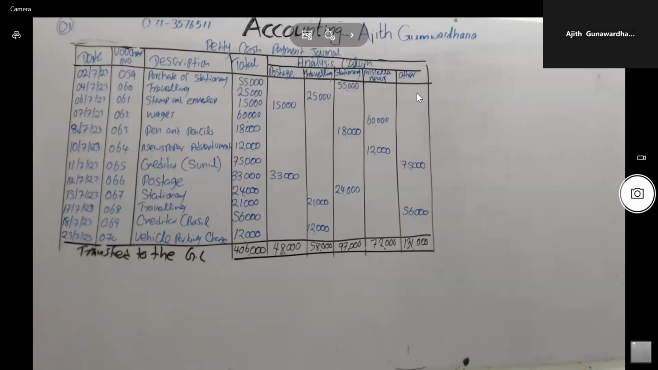All other payments by issuing checks. All other payments. Therefore, those are to be called petty cash payment journal. Right now, there's how to record in the ledger account also. There's how to record this information in the ledger account also. Right. You have to prepare the cash control account as well as the petty cash control account.